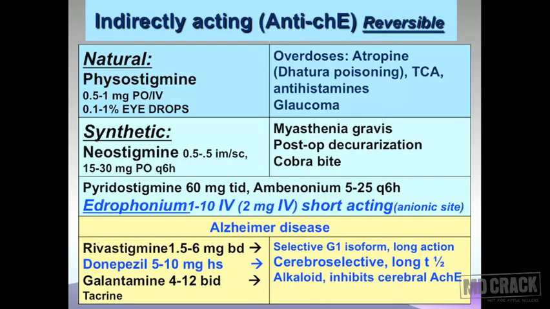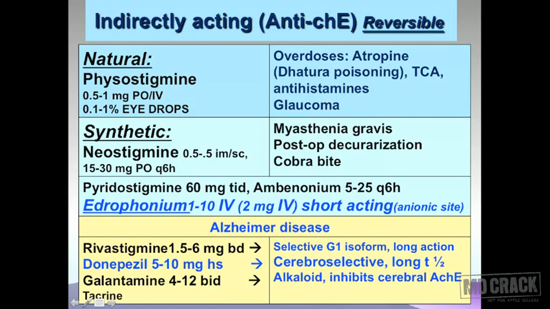Let's again have a look at the slide. You have a natural agent which is called physostigmine, and you also have a synthetic agent called neostigmine. Especially to talk about physostigmine, it is able to cross the blood-brain barrier, and that's why it's useful to treat the overdoses by atropine, or datura poisoning, the overdose by tricyclic antidepressants, the overdose by antihistaminics, and physostigmine also could be useful in the management of glaucoma. Its very important character is that it can cross the blood-brain barrier.